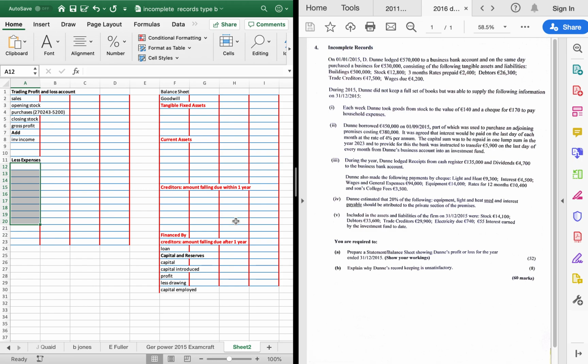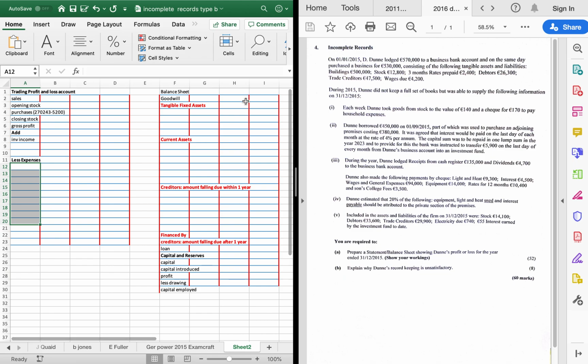Okay, so this is the D Dunne one. You'll see it's a 60-mark question. Don't worry too much about that. It only asks you to do the balance sheet. We're going to do both, just for practice. So this one's quite straightforward. I don't think there's depreciation in it, so we should get through quite quickly.